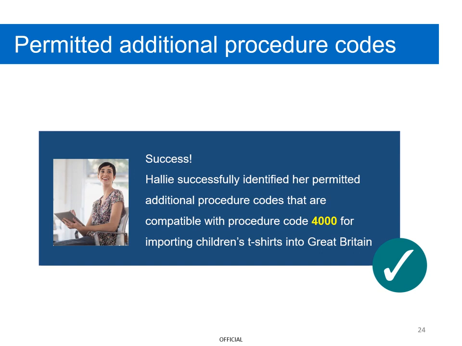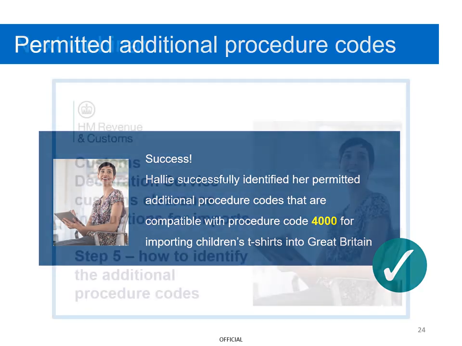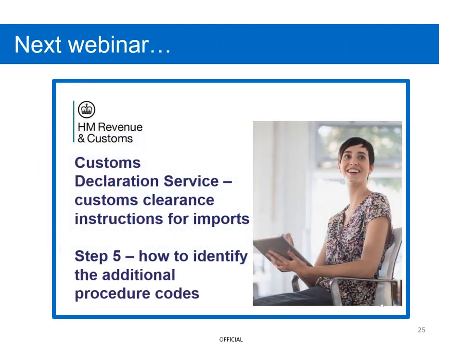Hallie has correctly identified the permitted additional procedure codes to use with procedure code 4000 for her children's t-shirts. The next step will be to see how to identify which of the permitted additional procedure codes to use if applicable to Hallie's declaration scenario. Watch the next webinar about how to identify additional procedure codes.